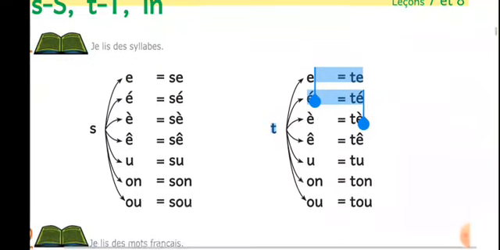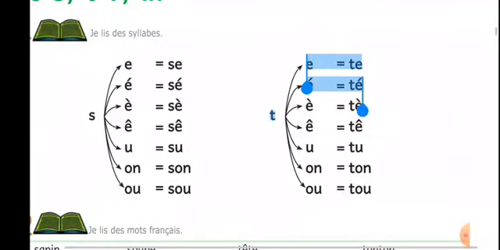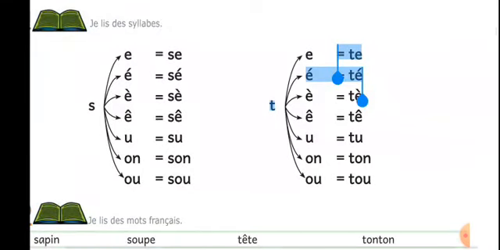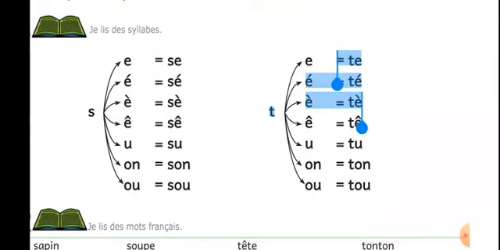T, E, T. Again. T, E, T. Brilliant. The next one, remember the next sound. How do you pronounce that E with the accent to the right? Yeah, you did it. So that is pronounced E, which gives us T, E, T.